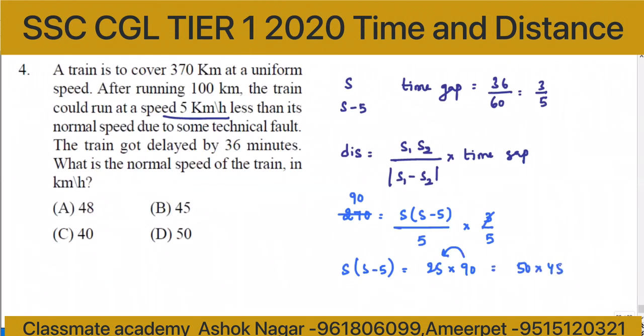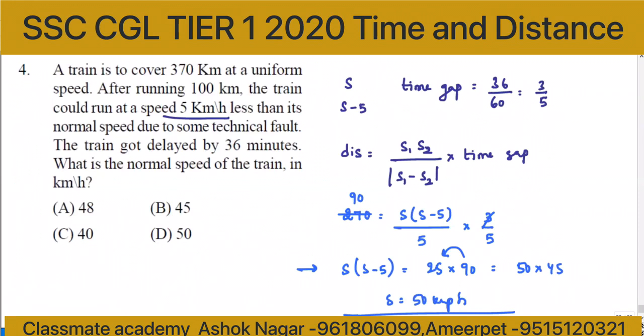Now compare your LHS and RHS. Tell me the value of S. S is equal to 50 kilometers per hour. Whenever this happens, you need to solve a quadratic equation. How do you avoid solving a quadratic equation? Try to express the right hand side product in terms of the product of two numbers which differ by how much? Which differ by 5.